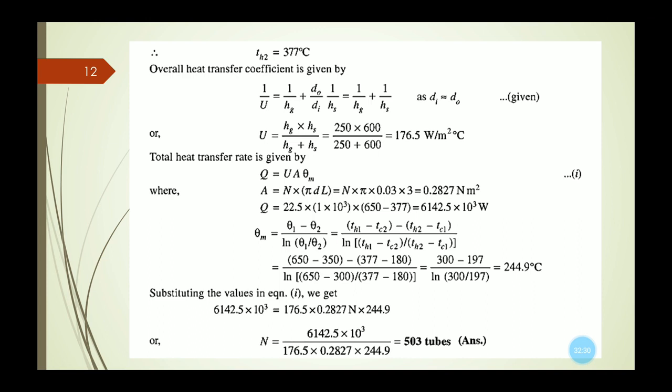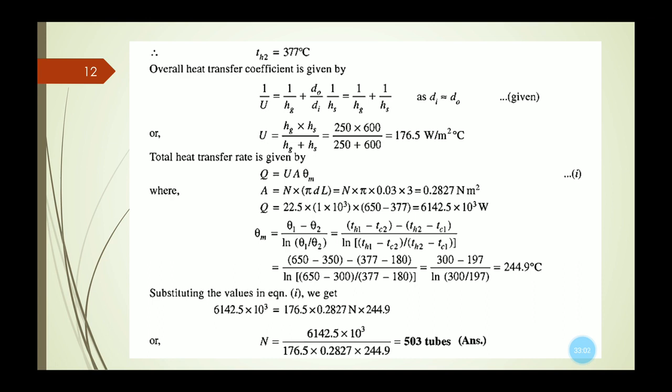Now what will be the total heat transfer rate? For that we need to calculate the value of theta m, that is the logarithmic mean temperature difference, the LMTD. So Q equals UA theta m, and in this case theta m is theta 1 minus theta 2 by ln theta 1 by theta 2, where all the different temperatures are known to us. So we can easily calculate the LMTD. It is coming as 244.9 degrees centigrade.